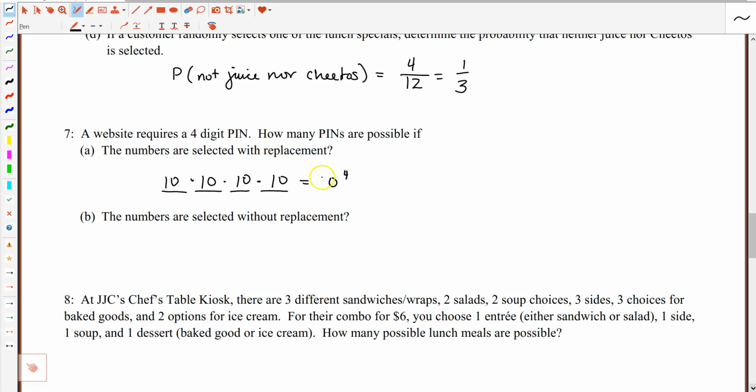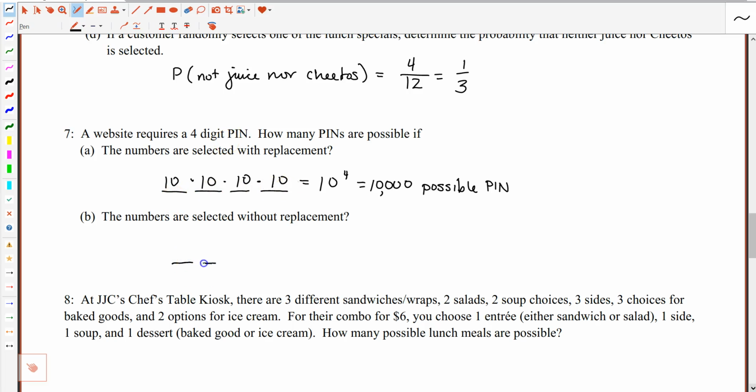The shortcut for this calculation would be 10 to the 4th power, or 10,000 possible pins. Okay, so we're seeing here that you wouldn't want to begin drawing a tree diagram for this. Your tree diagram, when you're done, would have 10,000 end branches. So that starts getting a little crazy. On these ones, we want to start being able to determine how many stages there are to the experiment, and then what are the possibilities on each stage.